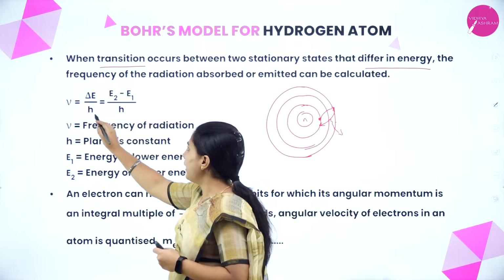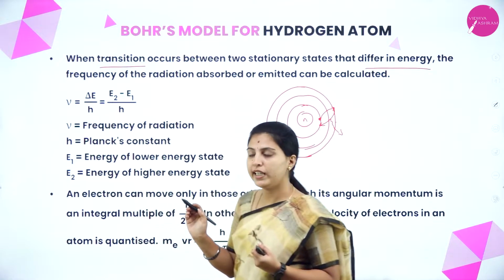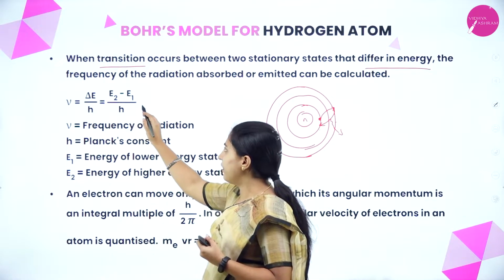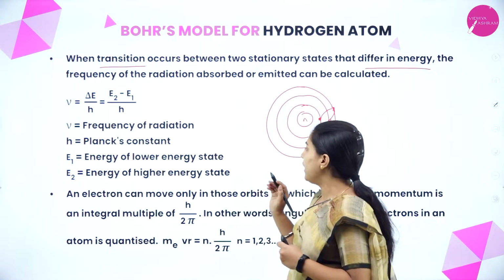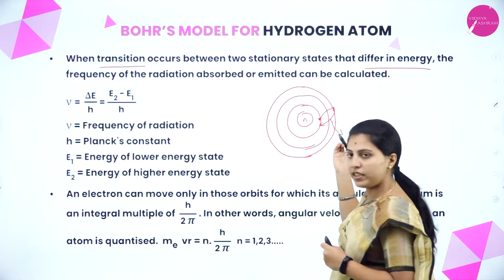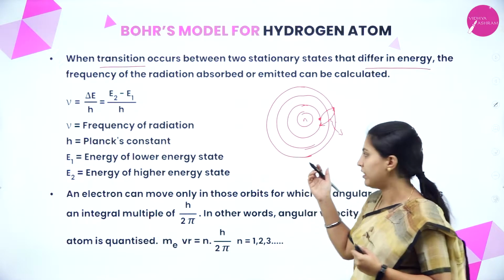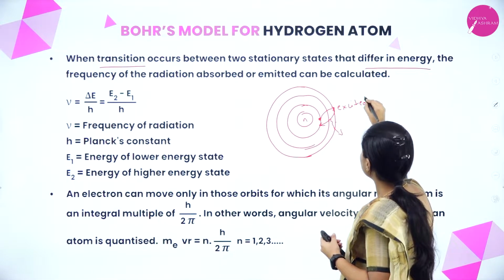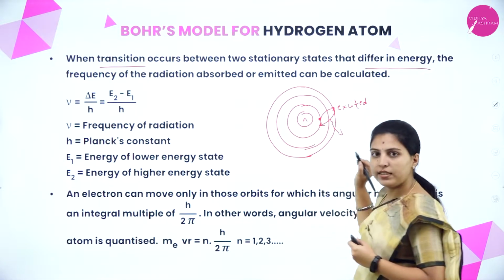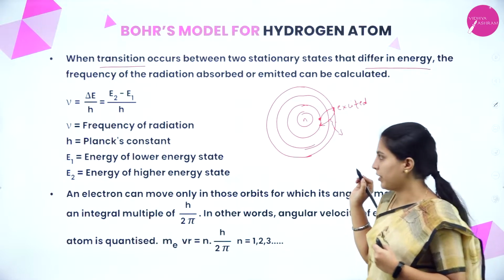So, delta E by h. How delta E? That is E2 minus E1 by h. Here h is Planck's constant. E2 means the energy of the higher state. Higher state means the excited level. See, it has been excited here. This is the E2 level energy.